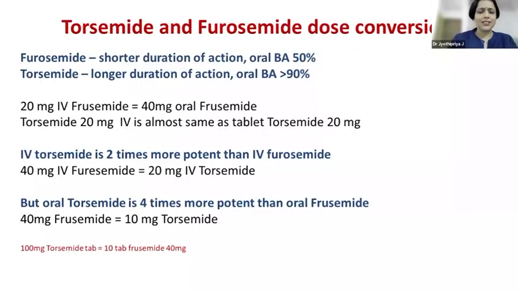Now, just the last slide, for clinical practice help. We use torsemide and furosemide left and right, so here is a dose conversion strategy. As I already told you, furosemide has a shorter duration of action. We need multiple, frequent doses, and the oral bioavailability is only 50%, whereas torsemide has a longer duration of action with an oral bioavailability of around 90%.